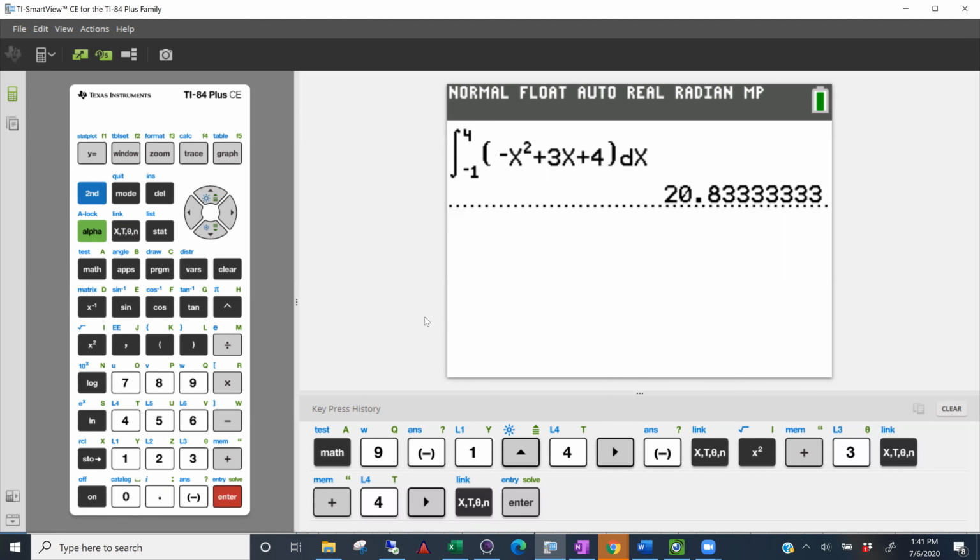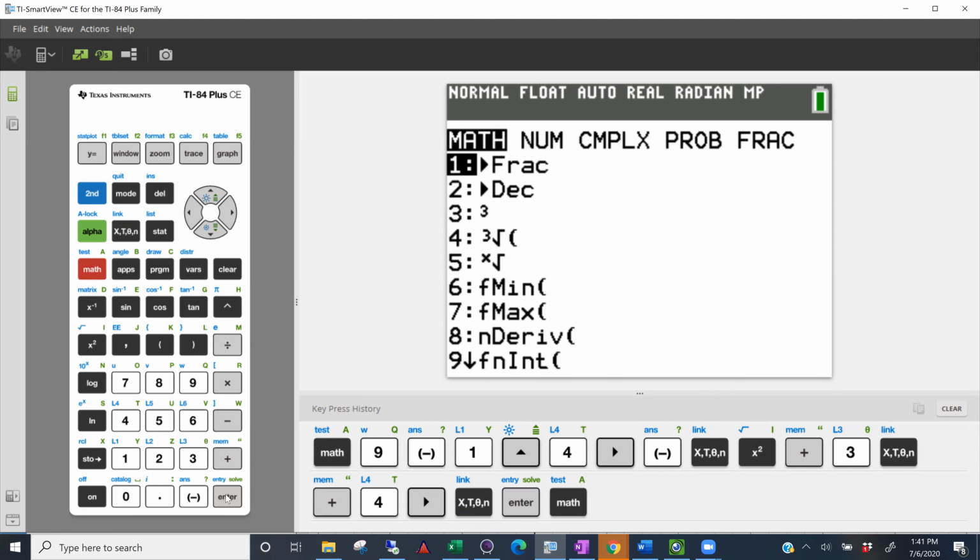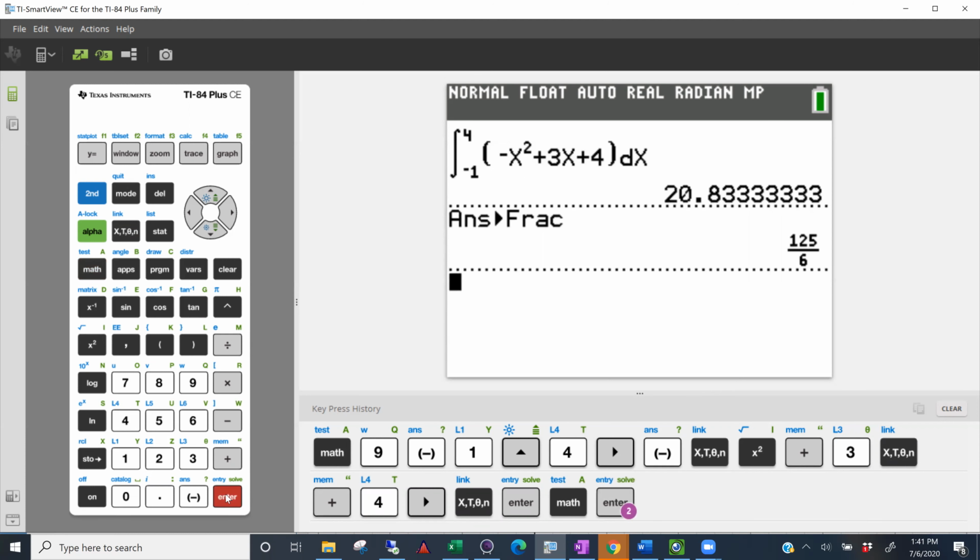20.8333, that sounds like 125 over 6 there. So if you hit the math key and press enter twice, it'll turn that into a fraction. Generally speaking, I want fractions when you're all done. So let's just write 125/6. I don't want decimal values. And by the way, sometimes when you do this, you don't get an exact decimal value just because your graphing calculator can't do things like we do.